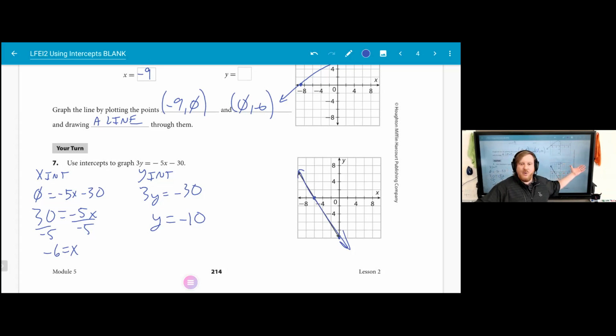And there we go. There is intercepts in a nutshell. Finding, interpreting, and graphing. You guys got this.